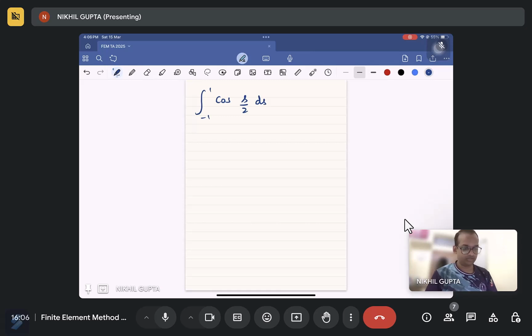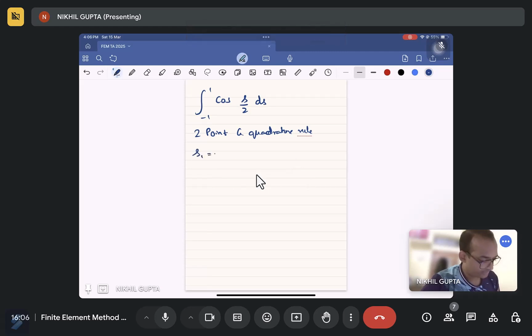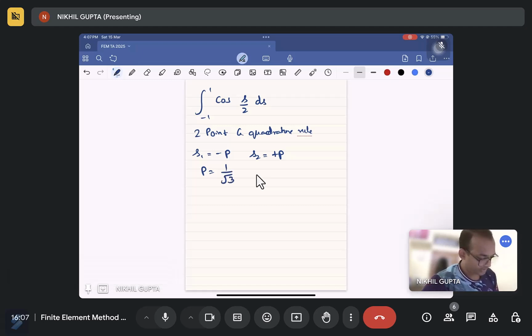Yes, it is covered. Okay, so I'll solve this problem with the 2-point Gauss quadrature rule. What we know about the 2-point Gauss quadrature is that the sample points are minus p and plus p, where p is 1 by root 3. Also we know that the weight functions attached to it are 1.